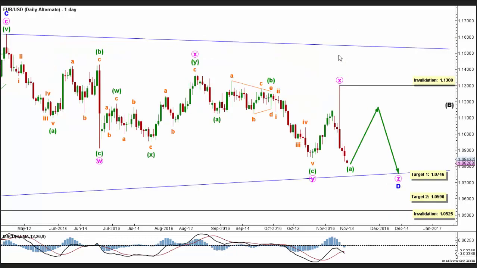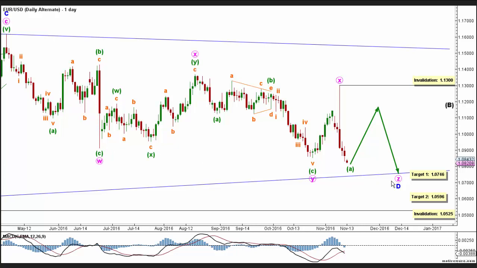As for our alternate count, this one sees that blue wave D of black wave B is still unfolding as a triple zigzag labeled pink waves W, X, Y, X, and Z. Within it, pink wave C is forming a zigzag labeled green waves A, B, and C, and so this count expects the euro to finally move towards the downside in pink wave Z to complete blue wave D. At 1.0746, pink wave Z would reach 78.6% the length of pink wave W, then at 1.0596 it would reach 100% of its length.